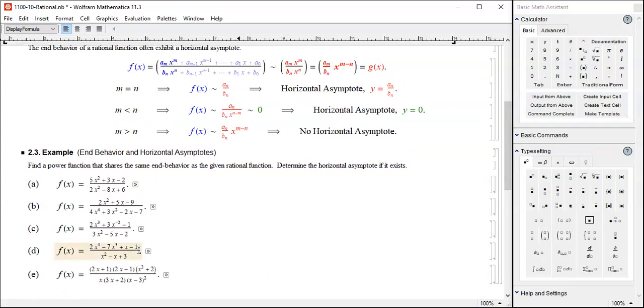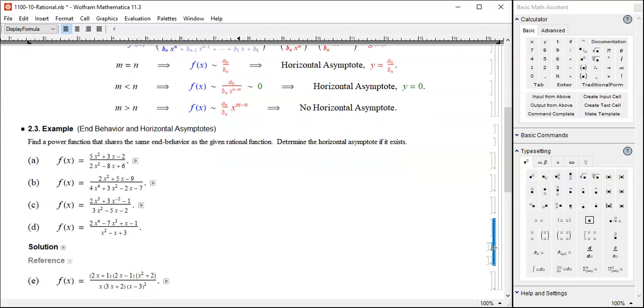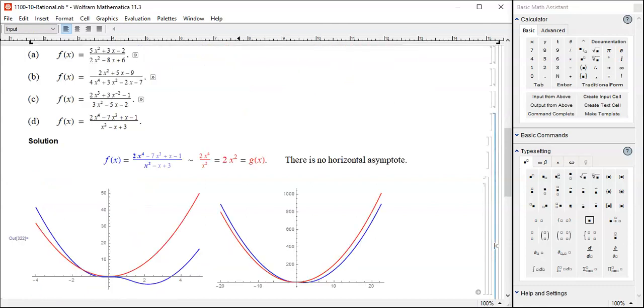Next example here. Okay, all right. How about this one? Which category is it? 1, 2, 3. It's going to be 3. So no horizontal asymptote because the numerator has higher degree. If you want a power function that shares the same end behavior, you can use this asymptotic estimation. 2x to the 4th power with x squared, so we have 2x squared.